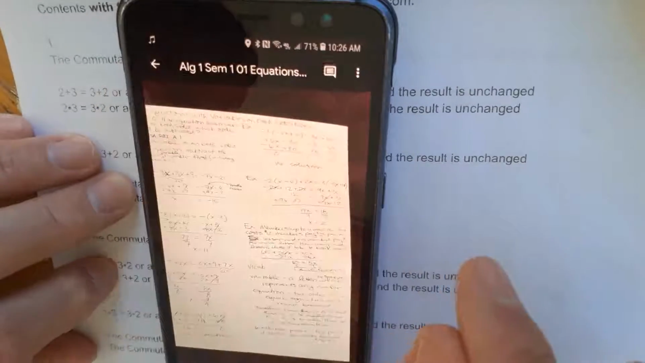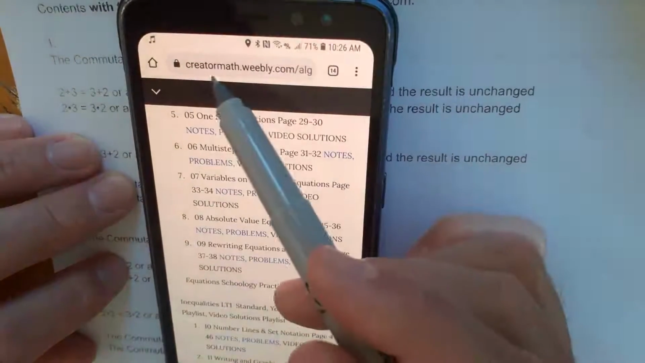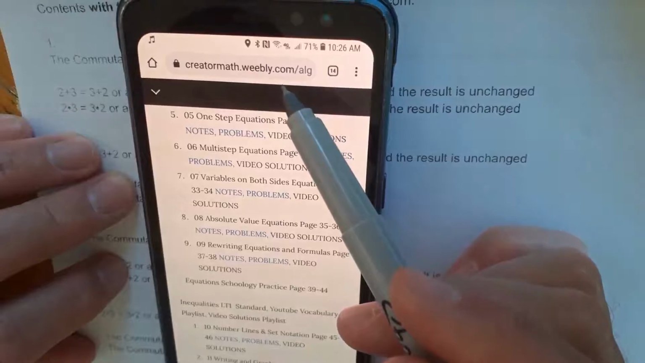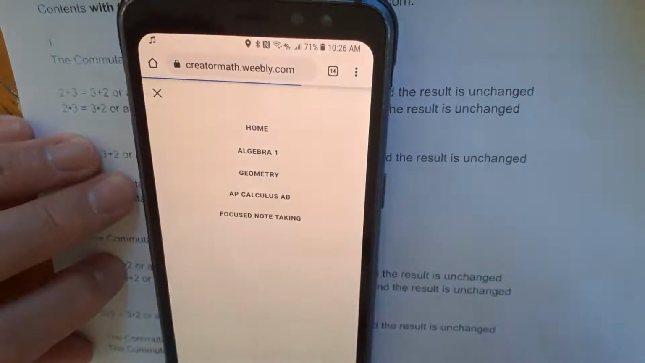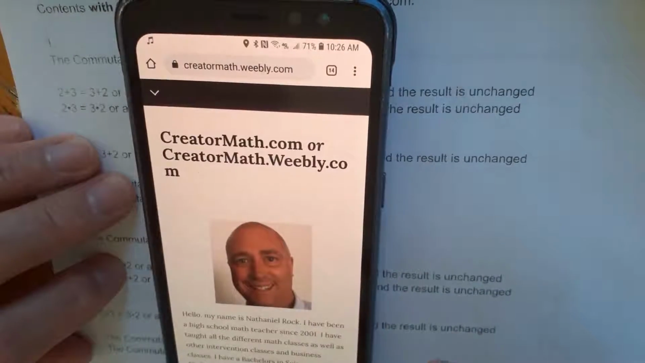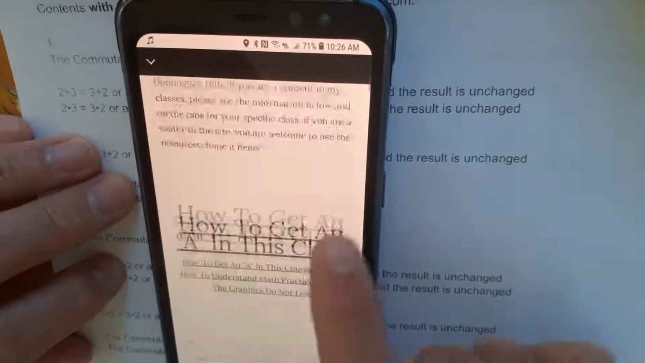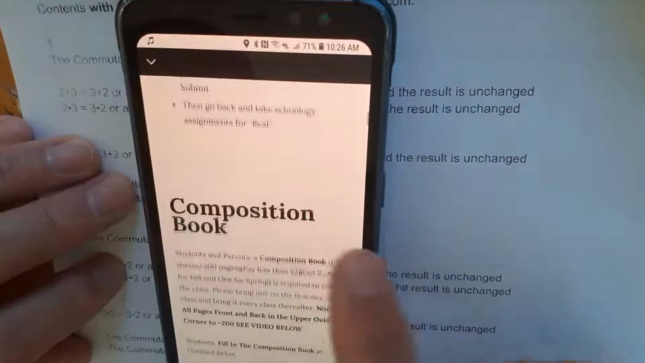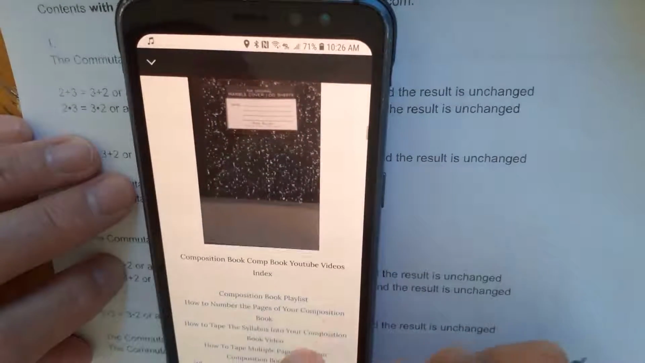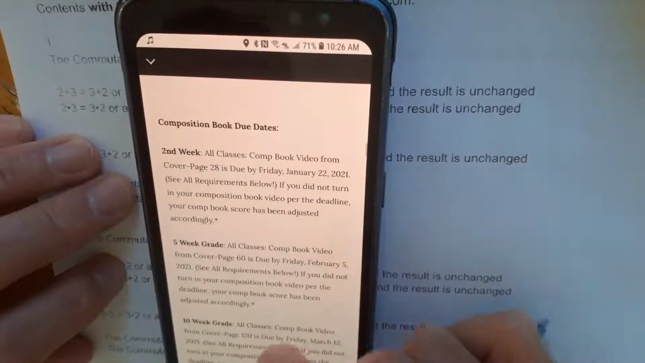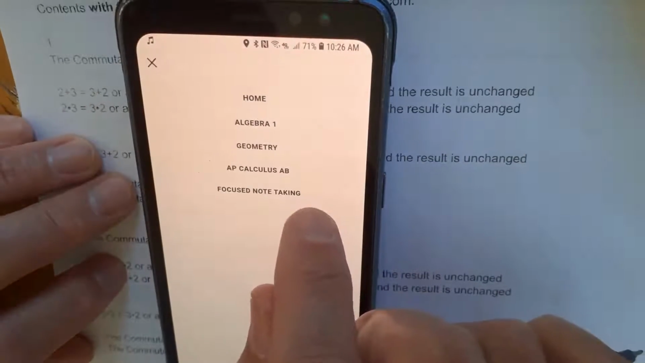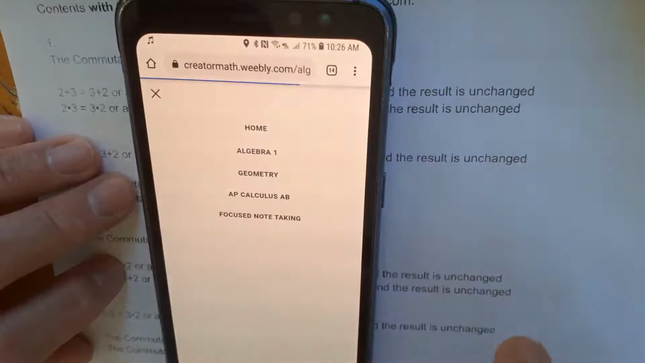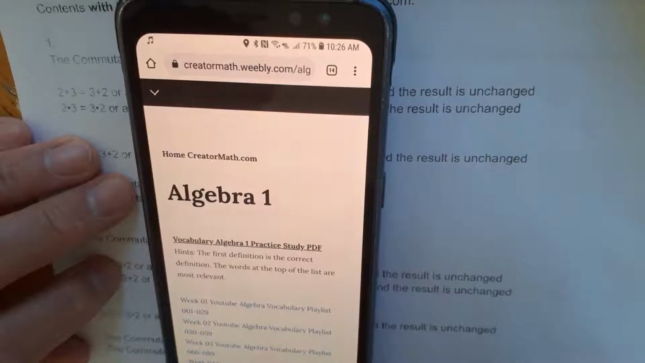So let's go back here. Let's back up a little bit. This is the website, creatormath.weebly.com. That's where you're going to Google and find this home page, I hope. There you go. Everything for your composition book is on this home page. Scroll down until you see, in large letters, composition book. Follow the directions, watch the videos, and follow the turn-in dates for the composition book with all the instructions. You should have a 90 to 100% on that comp book, helping your grade and helping you figure out how to do some of these problem sets.